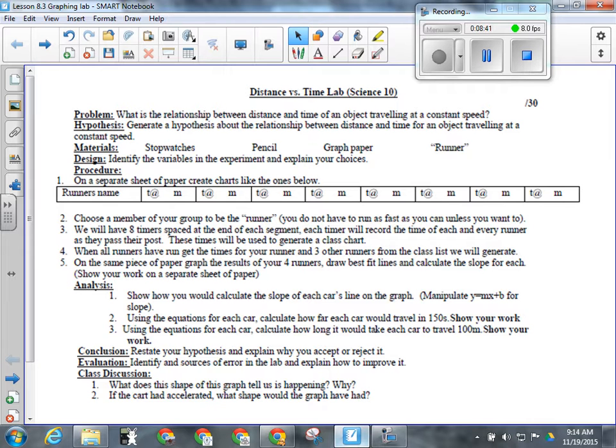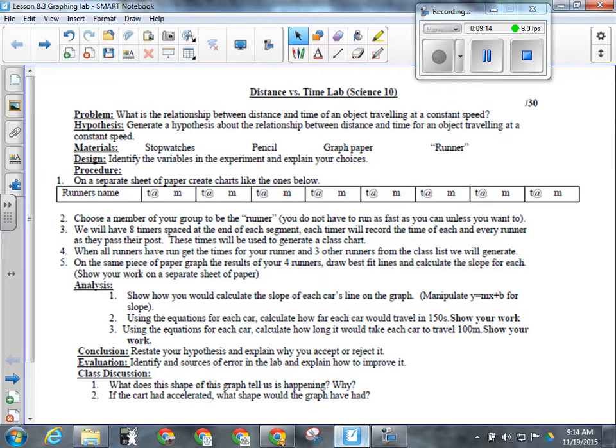These carts travel at a constant speed, that is, the speed does not change while they are moving. Hint, hint, that might be one of the variables. You guys have to figure out which one. And we discussed yesterday that if time is one of the things we're measuring, it's always which variable? Whenever time's involved, time is the manipulated variable, right?